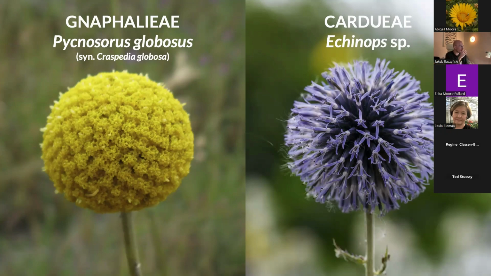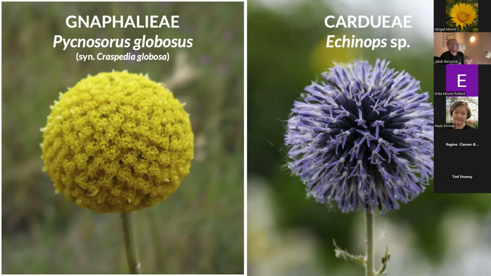One is Pycnosorus globosus, like billy buttons. They are commonly sold as Craspedia globosa, which is an old name or synonym of this species. So this is this yellow ball on the stick, and this violet ball on the stick is a representative of the genus Echinops from the tribe Cardueae. But for today, I would like to focus mostly on Pycnosorus globosus, because this is the species I've been working with during my postdoctoral appointment, and I have the most developmental data for this particular species.